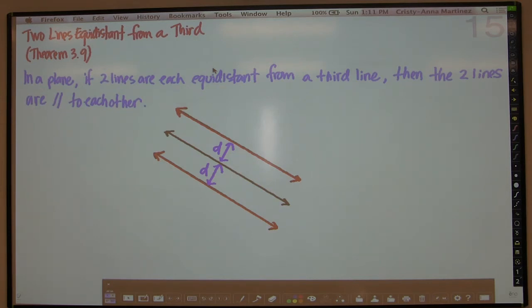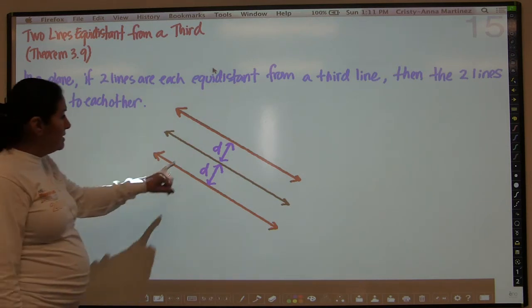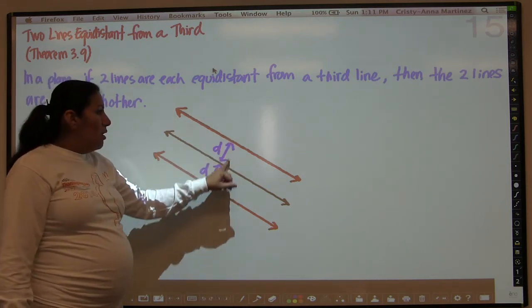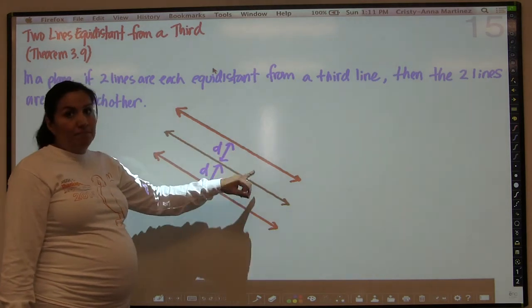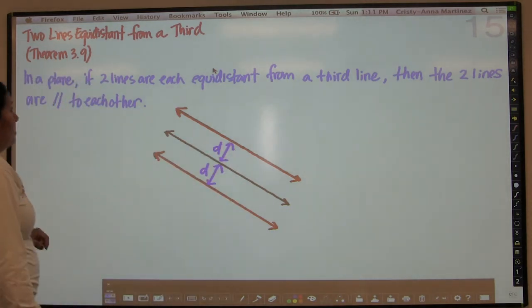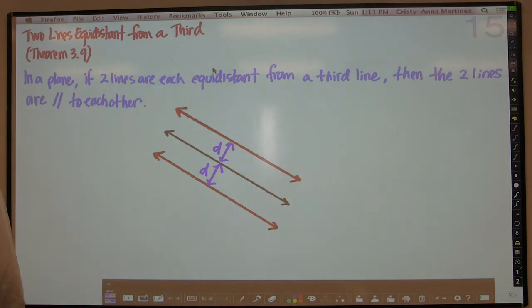So here we have a theorem. Basically, another way of looking at parallel lines is that two parallel lines should have the same distance between them. The perpendicular distance, of course, between them should always be the same. That's just another way of thinking of parallel lines. And so from that, we have our theorem 3.9.